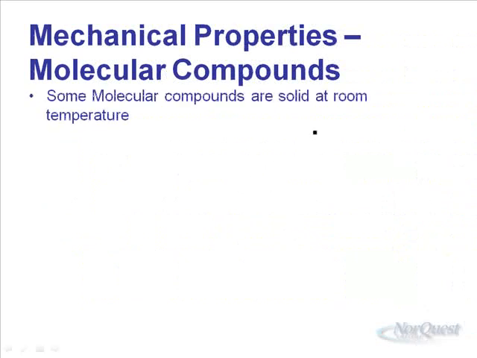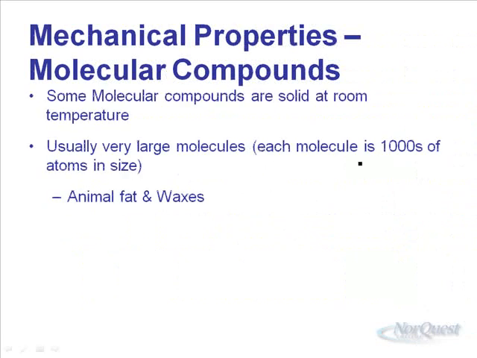Molecular compounds, the ones that are solid, are usually very, very large. They're usually thousands of atoms in size. Here we're talking about waxes and fats. And if you just think about the texture of animal fat, it's mushy, it's squishy, it's easy to pull it into little bits, but it doesn't fracture along a clean line. It's kind of stringy. Same thing with waxes. If you take even candle wax, you can push your fingers in it. It's very bendable, and it's easy to separate wax into balls.